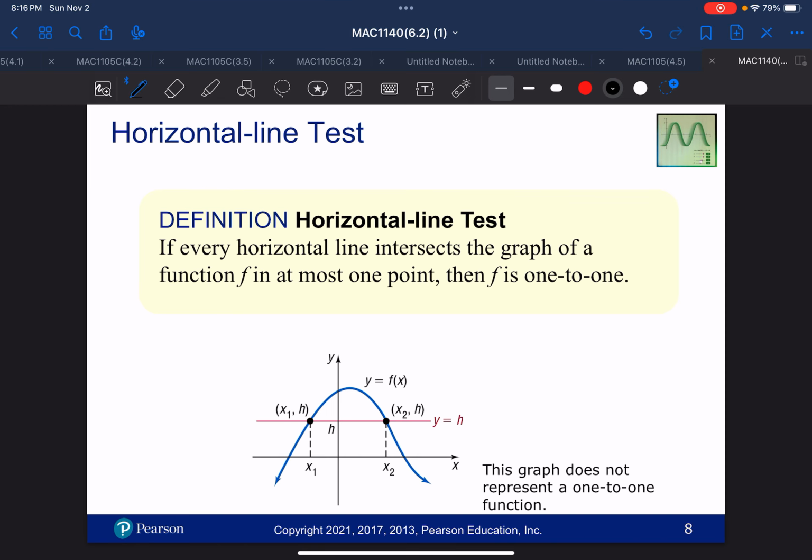Okay, so when we're given a picture of a graph, we can determine whether a function is one-to-one using the horizontal line test, which says that if every horizontal line intersects the graph of a function at most one point, then it's one-to-one. So here in this example of this graph, we see that this horizontal line is intersecting that graph twice. So therefore, this is not one-to-one because those two points would have the same y value.